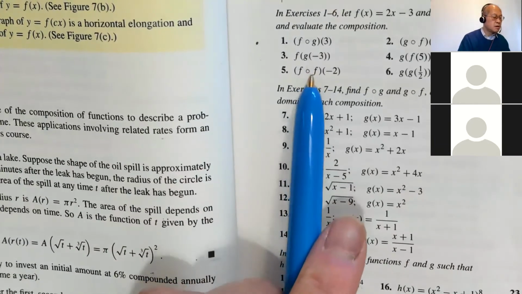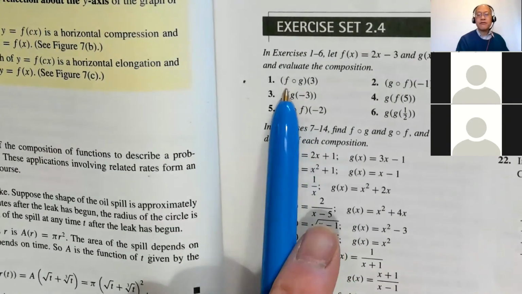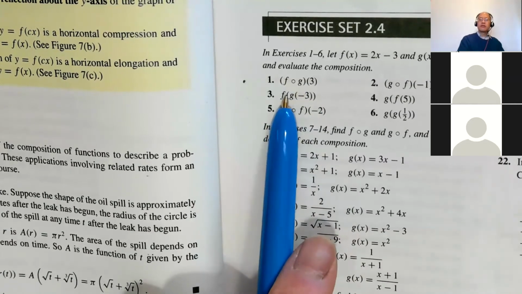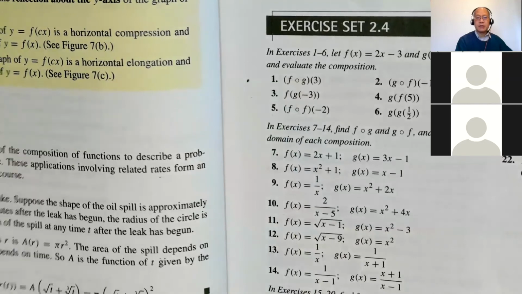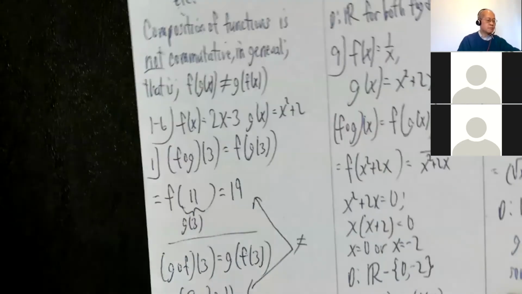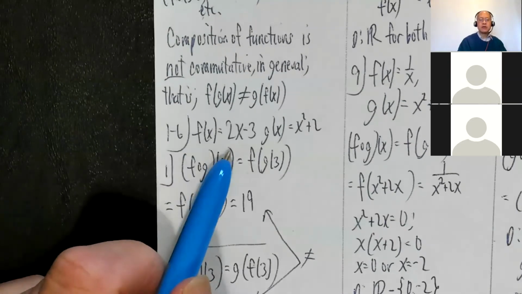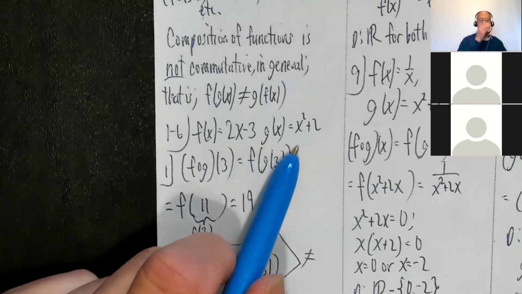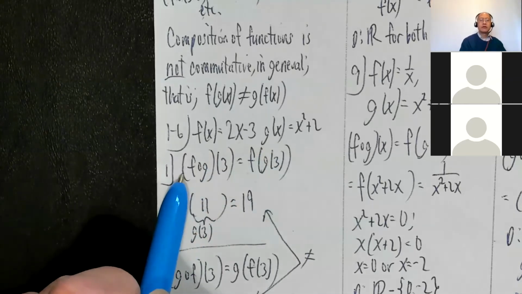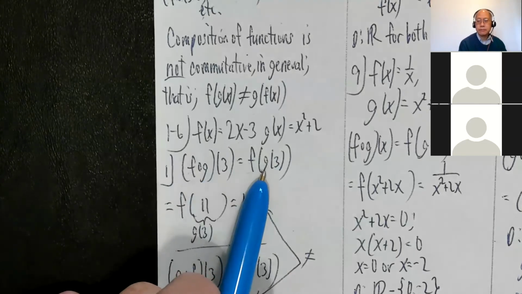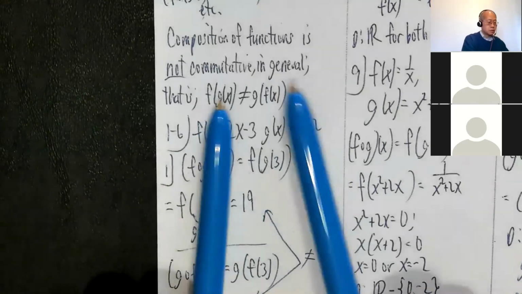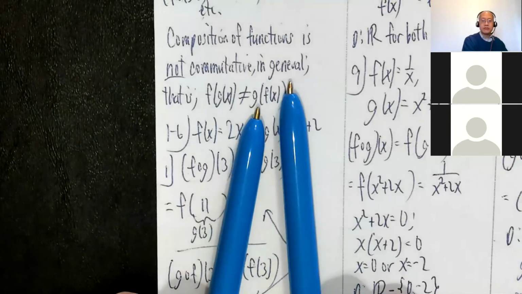So find fog, f circle g, but just for fun, I'm going to do g circle f. It's extra practice, and then you'll see what happens. Okay, so the original f of x is 2x minus 3, g of x is x squared plus 2. What is f circle g of 3? It means f of g of 3. Right now, by order of operations, you do the inside first. So only look at g of 3.